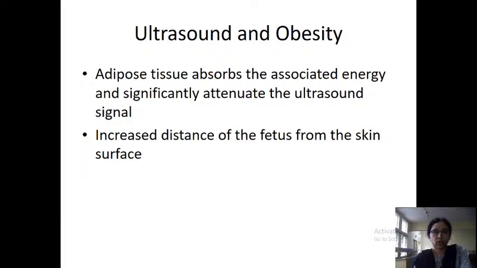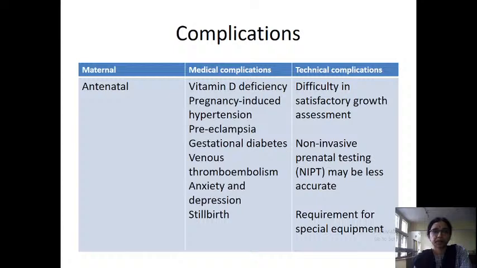And then the ultrasound and obesity. So like we discussed, there will always be technical issues with the detection of fetal anomalies, because the adipose tissue in these women absorbs the associated energy and significantly attenuates the ultrasound signal. That could be one of the reasons for the failure in detecting the fetal anomalies, and also the increased distance of the fetus from the skin surface because of the presence of adipose tissue also might be one of the factors leading to failure in the detection of anomalies in these women.